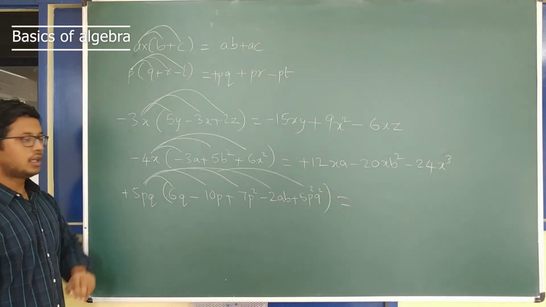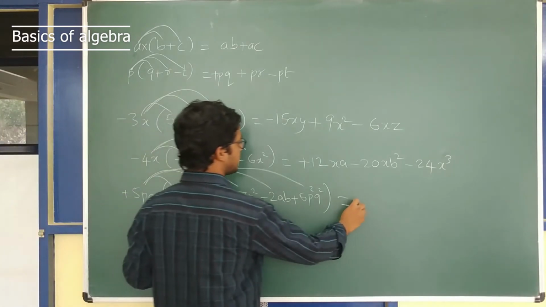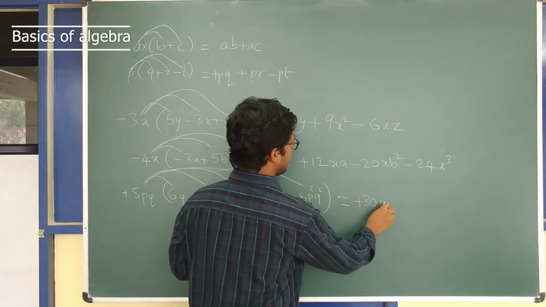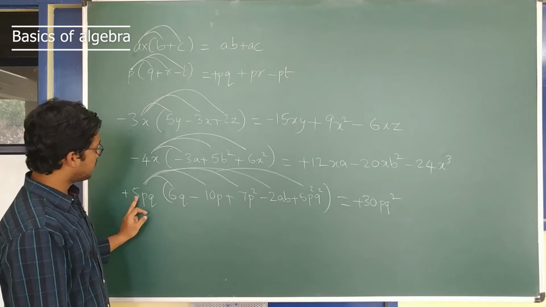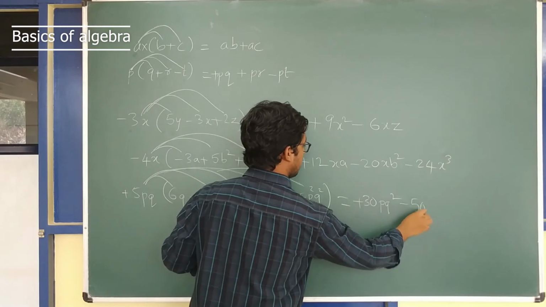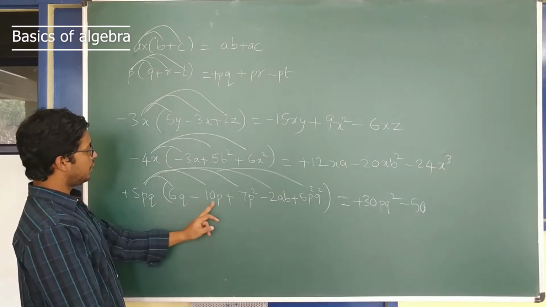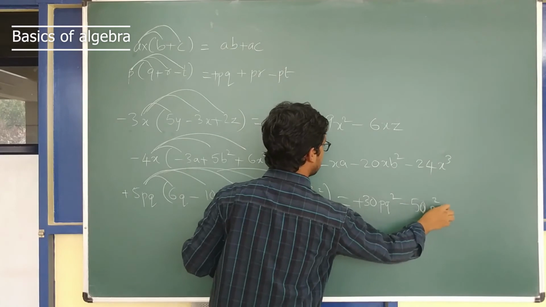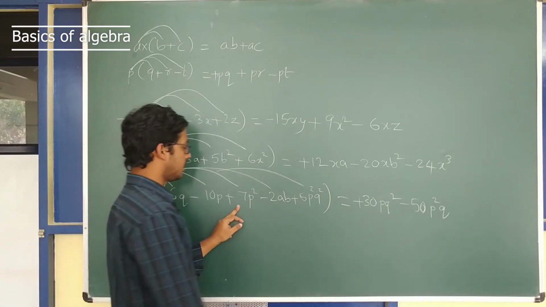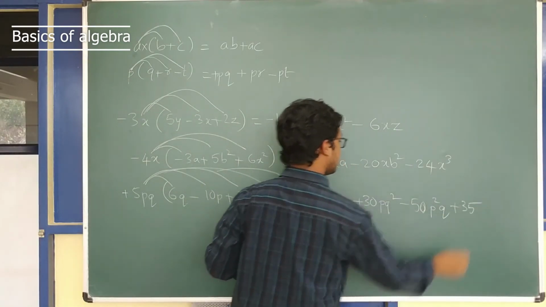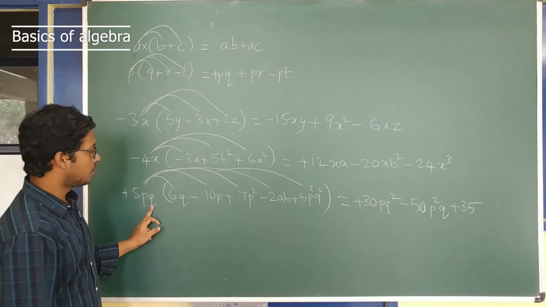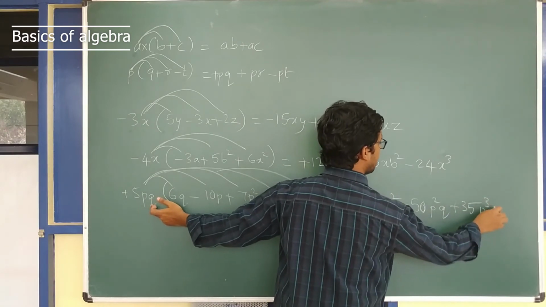So let's start. 5pq into 6q. 5 into 6 is plus 30. p, and q into q is q square. So it becomes 30pq square. Now 5pq into minus 10p. 5 into minus 10 is minus 50. Minus 50, pq into p. So p into p is p square and q remains as it is. So it becomes minus 50p square q. Next 5pq into 7p square. 5 into 7 is plus 35. Please write along with the sign. So it is plus 35. p into p square becomes p cube and q remains as it is. So it becomes plus 35p cube q.